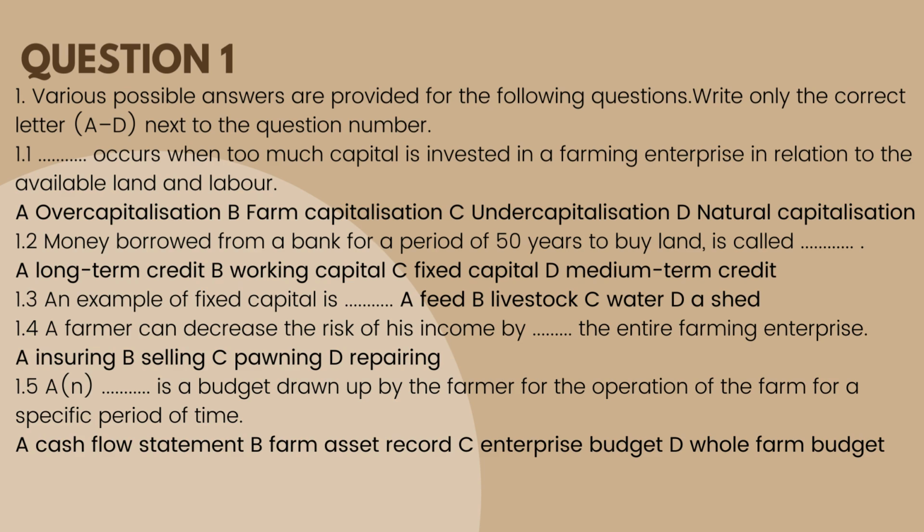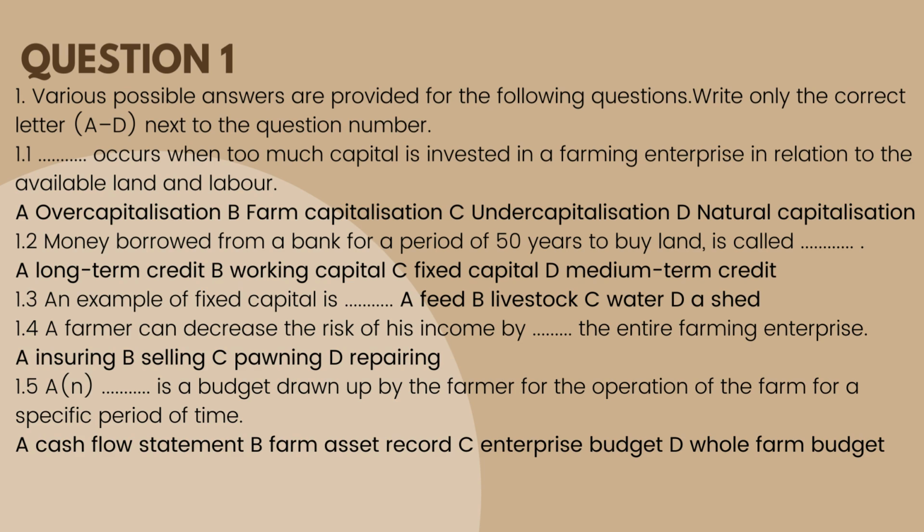Okay, let's look at the multiple choice. The first question, these are short questions. Blank occurs when too much capital is invested in a farming enterprise in relation to the available land or labor. So we've got four options there: overcapitalization, farm capitalization, undercapitalization, and natural capitalization. So now let's reread the question. Now it occurs when too much capital. I think the answer is obviously there. So the answer is A, overcapitalization.